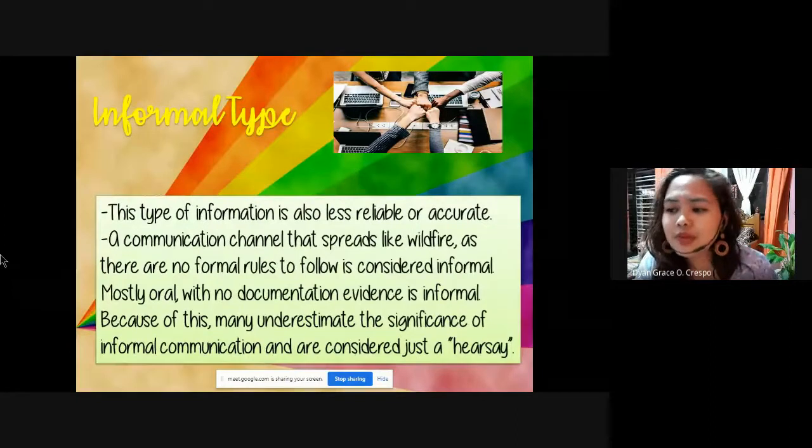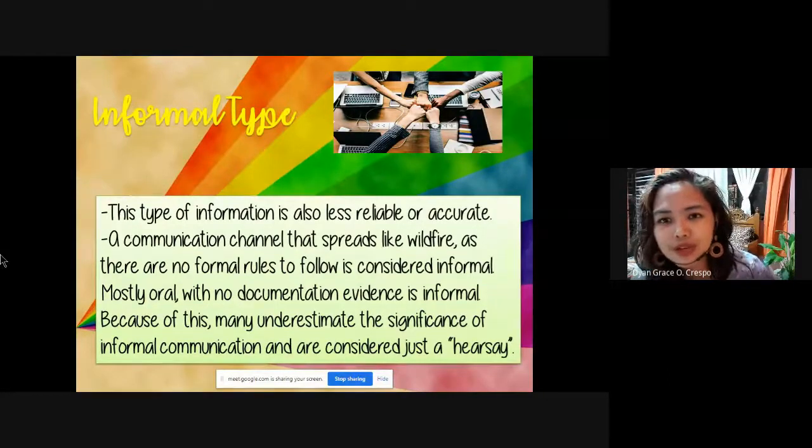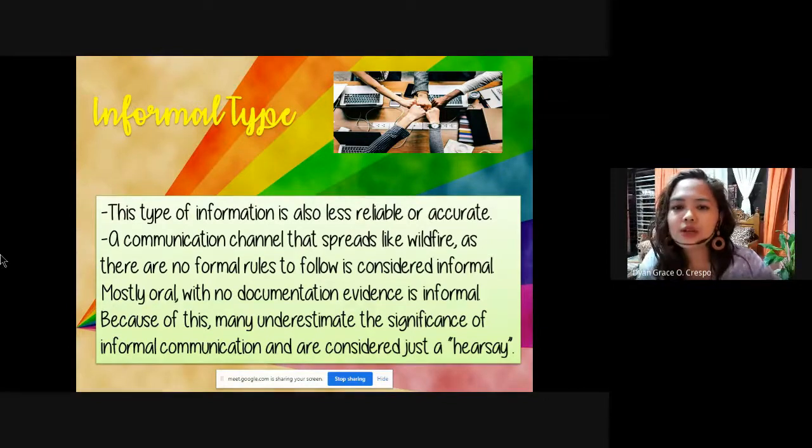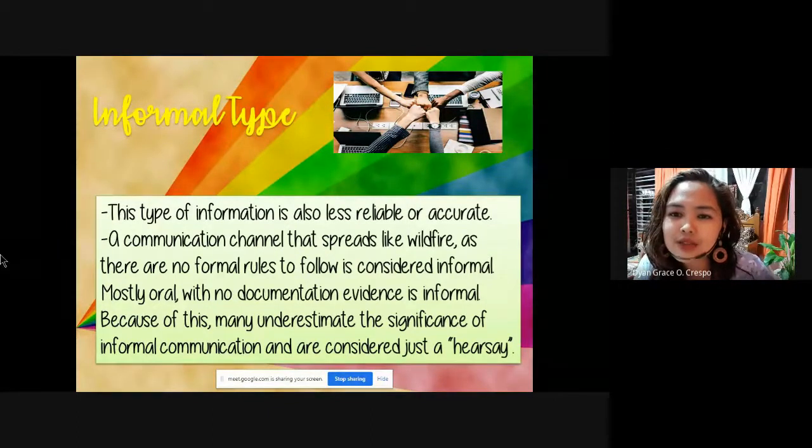So this type of information is also, of course, less reliable and not so accurate. A communication channel that spreads like wildfire, as there are no formal rules to follow, is considered informal. So most of the posts on Facebook are not formal, especially the chismis. It's not formal, okay? So do not always believe those kinds of things. So it is mostly oral with no documentation. Evidence is informal. Because of this, many underestimate the significance of informal communication and consider it just hearsay.